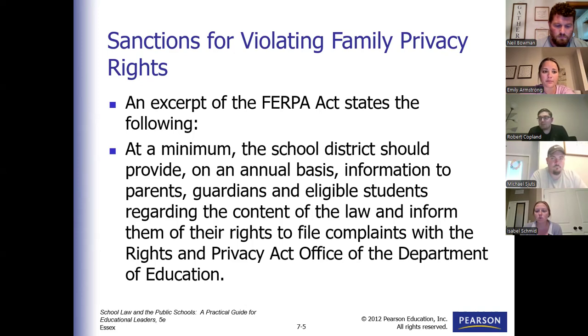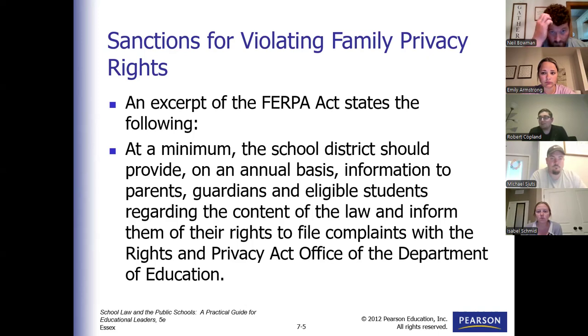So this annual notification needs to contain the right to inspect and review records. Families need to know that they have the right to seek an amendment of those records if something is wrong or misleading, and that the consent to disclose personally identifiable information contained in a student's records, except where the law authorizes disclosure without consent. And of course, parents have the right to file a complaint as well. And parents need to know the procedures for exercising the right to review records and how to request an amendment.